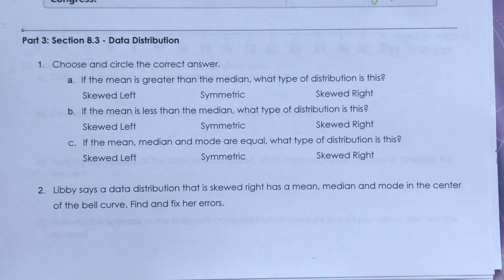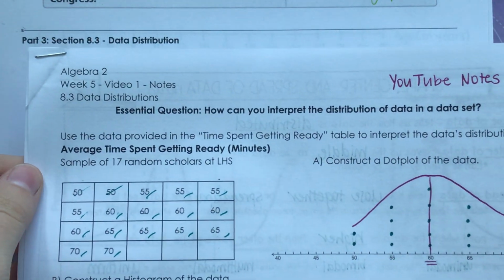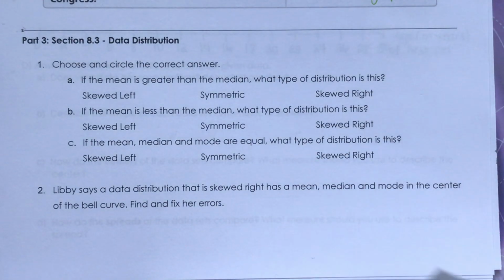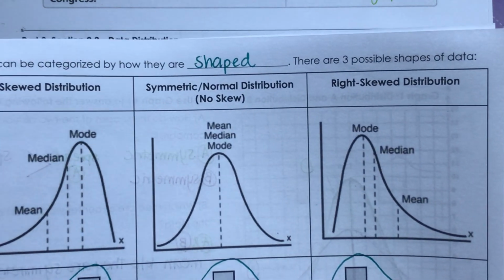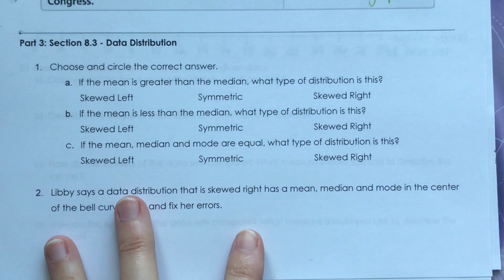Okay, and we're back. So I've gotten my 8.3 data distribution notes because remember I told you that this third page right here was kind of like your cheat sheet. It was the best thing you would have ever seen in your life. So I'm going to have this out as I do the rest of these questions.